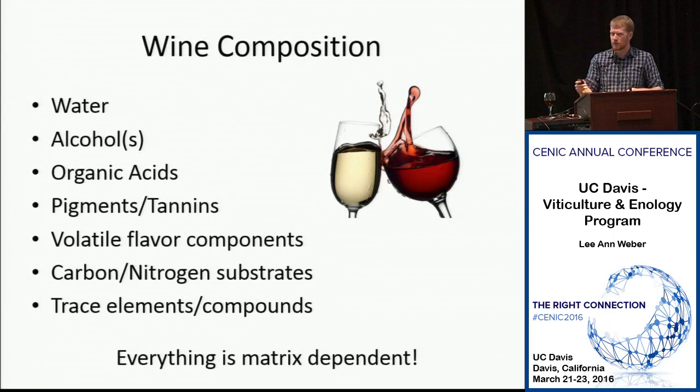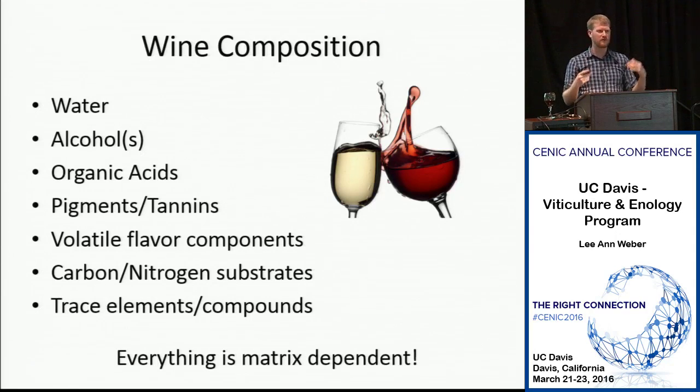You've got some residual carbon-nitrogen substrates, which is really important when you think about the ageability of your wine, how stable it'll be over a long period of time, and some trace elements and compounds. And so the interesting thing is, knowing all of the various components of wine, can you take water, add alcohol, add tannins, add various types of compounds that you know are present in wine, and get back wine? And the answer is no.